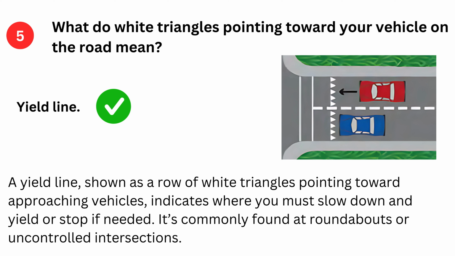The correct answer is Option C. Yield line. Explanation. A yield line, shown as a row of white triangles pointing toward approaching vehicles, indicates where you must slow down and yield or stop if needed. It's commonly found at roundabouts or uncontrolled intersections.